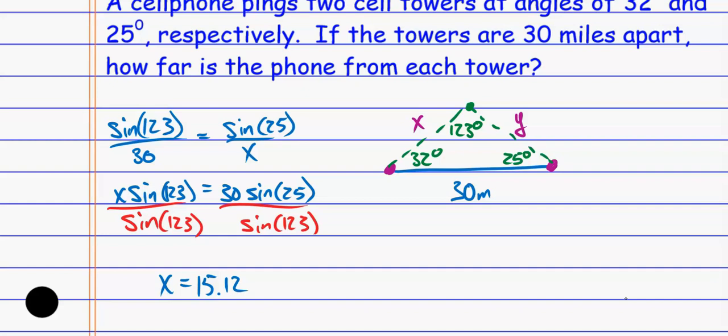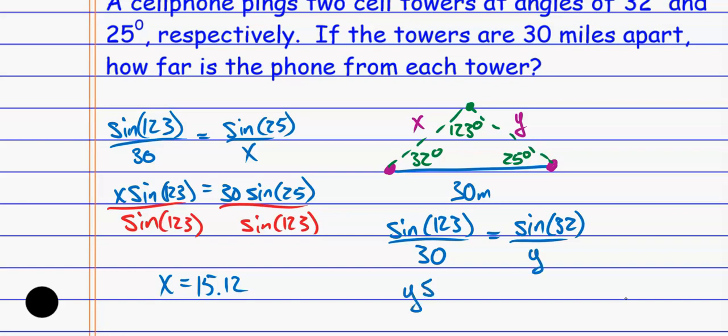And then I can also do the same thing for the other side of this triangle. So once again, it's sine of 123 over the 30. And then to find y, I have to use the sine of 32 over its opposite side, which is y. And once again, I cross multiply.